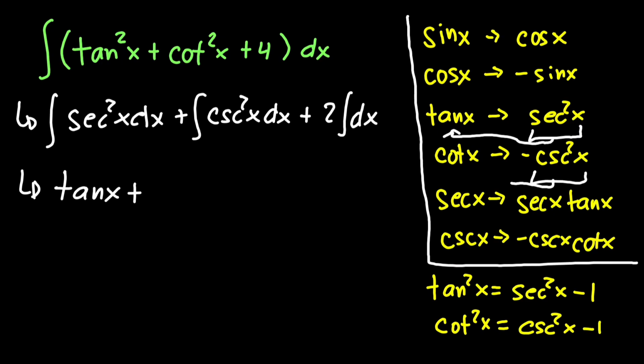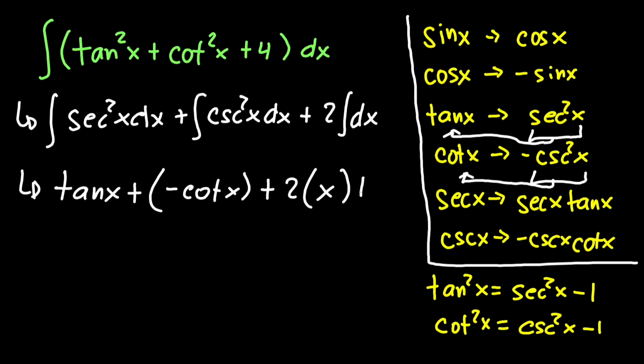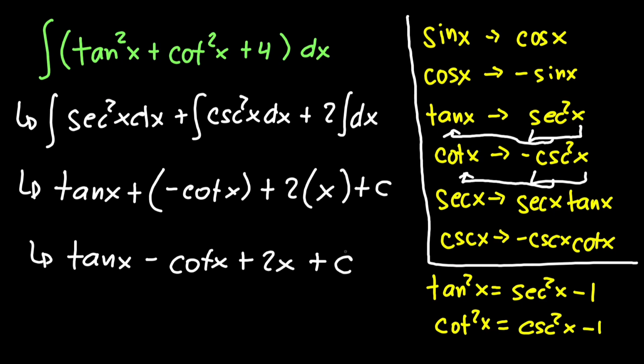Its integral would be cotangent of x. But since this is negative cosecant squared of x and ours is positive, just flip the sign, which would be equal to negative cotangent of x plus 2 multiplied by the integral of dx, which is simply x plus c. Thus the final answer would be tangent of x minus cotangent of x plus 2x plus c.